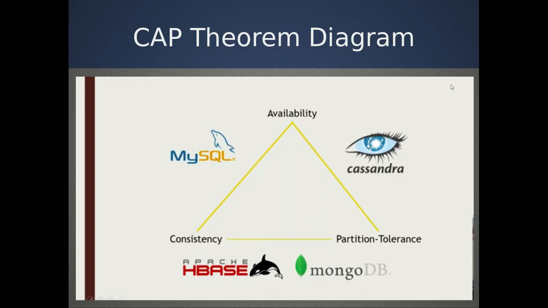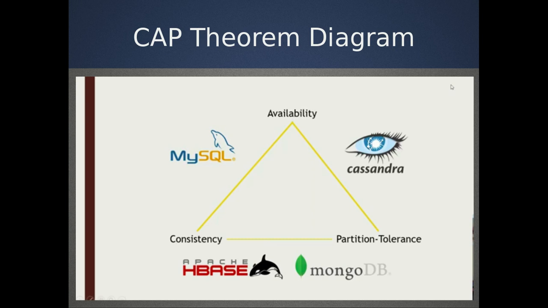So this is what the CAP theorem looks like. Basically, once you are working in an organization and you want to choose a perfect or accurate database according to your need, you need to understand this CAP theorem. This is not a hard and fast rule, but in 80 to 90% of cases it is correct. So let's understand what the CAP theorem is.